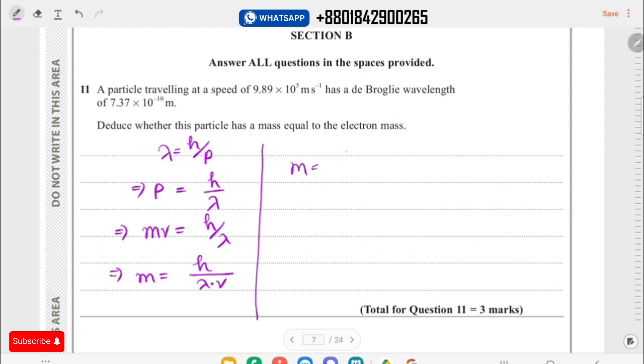So mass is basically 6.63 × 10^-34. Planck's constant, the magnitude for Planck's constant should be memorized. They would certainly give this at the end of this paper, but it's easier for you to memorize it and do the working at a faster rate.